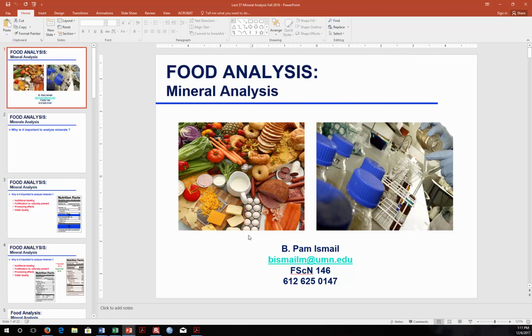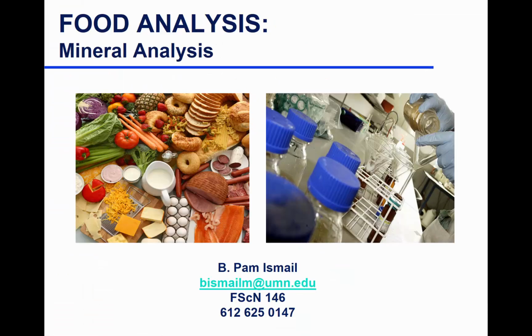Minerals. We have done mineral analysis before, and now you're going to say, why are we doing it again? We did the AA. The AA and the ICP, inductively coupled plasma emission spectroscopy, was only one method out of several methods, well, two methods out of several methods you can use to determine minerals. So today we're going to talk about other methods for mineral analysis.